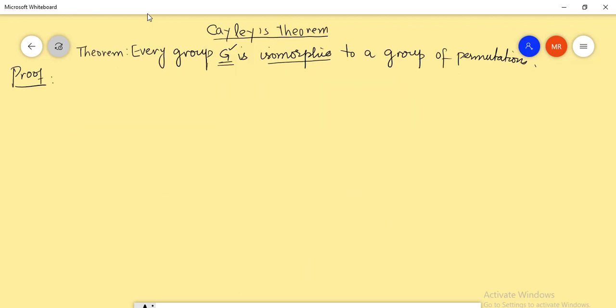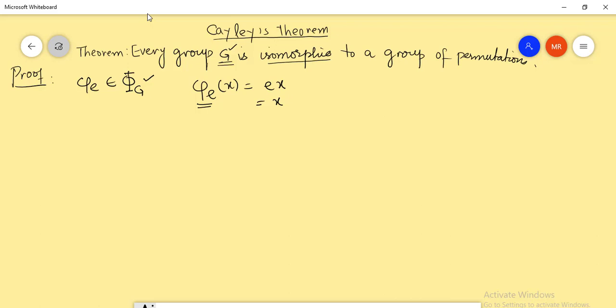Further, we can see that phi_e belonging to this set phi(G) is an identity element of this set, because phi_e of x is equal to ex by definition, and this is equal to x. Hence this element belonging to this set is an identity element.